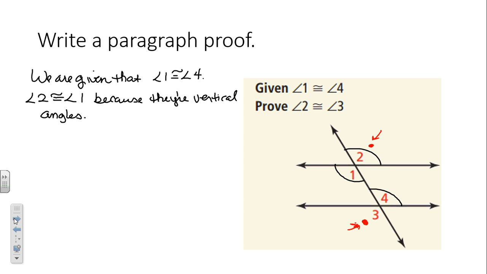So since now 1 is congruent to 4 and 2 is congruent to 1, what do we know? Doesn't 4 have to be congruent to 2? By what? They both equal 1, right? So should they be equal to each other? What would tell us that? What property can we use? By substitution.